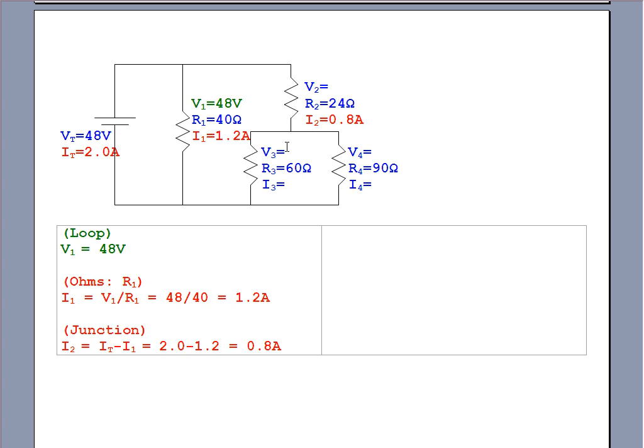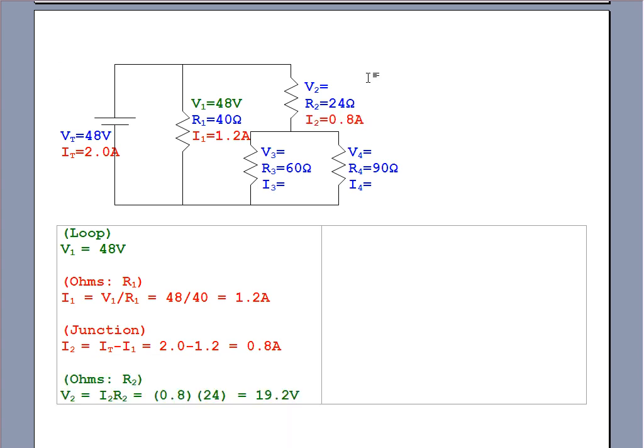All right, well, as soon as I've done that, I now have two things for resistor 2. I have its resistance and its current, and I can do Ohm's law to figure out the voltage loss there, and it's 19.2 volts. And so I'm going to pencil that into my little diagram.